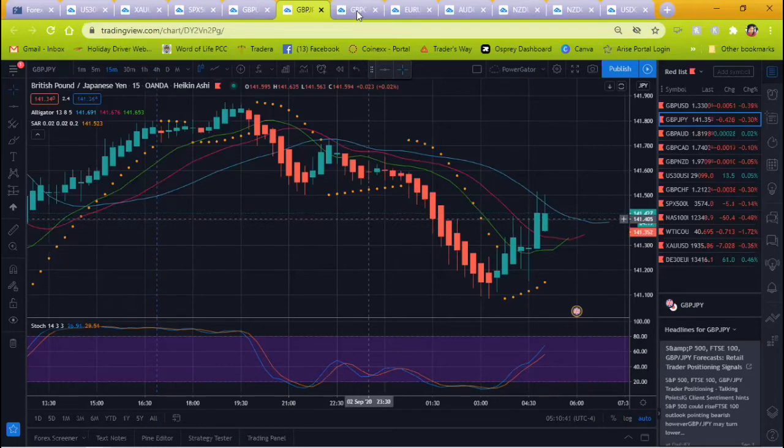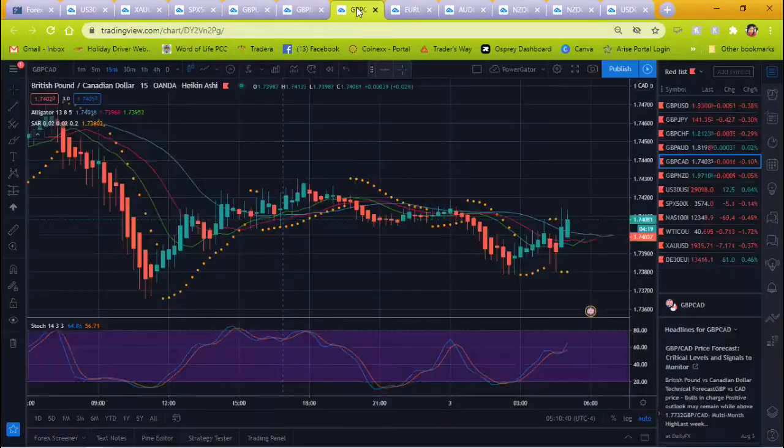So let's go ahead and take a look at our GBP CAD. Let's take a look and see what that one is doing.